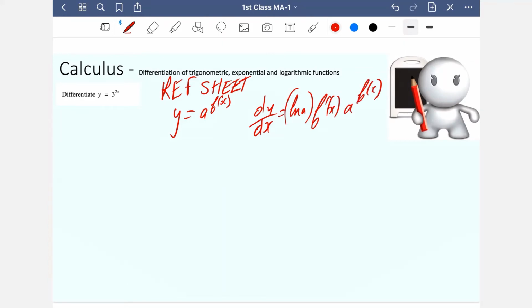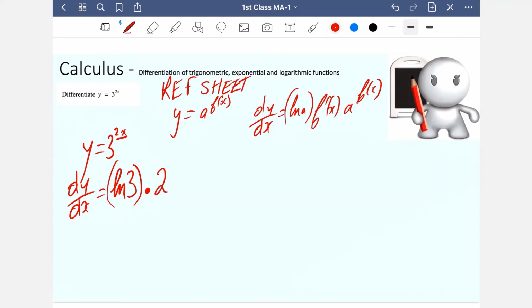Rightio, so let's get a start. y equals 3 to the power of 2x. Applying the given rule from my reference sheet, it's going to be the log of a, well, the numerical base is 3, multiplied by f dash of x, so the derivative of 2x is 2, multiplied by the numerical base, which is 3 to the power of f of x, which is 2x. Tidying that up, you will get 2 log of 3. Okay, let's put that there, multiplied by 3 to the power of 2x.